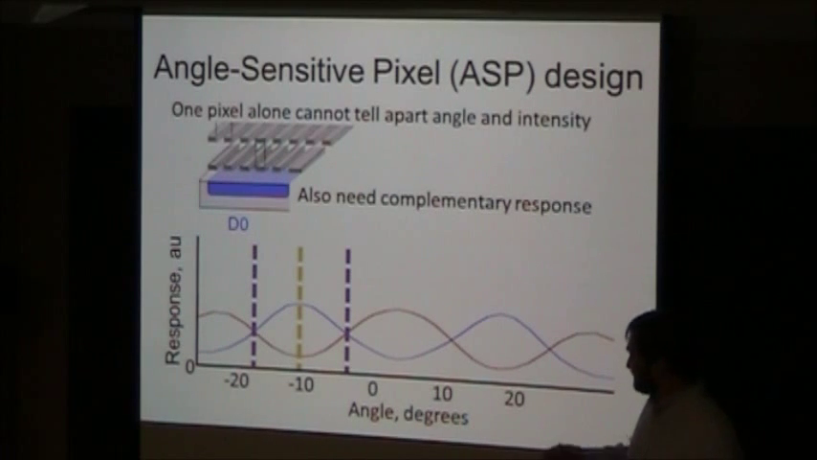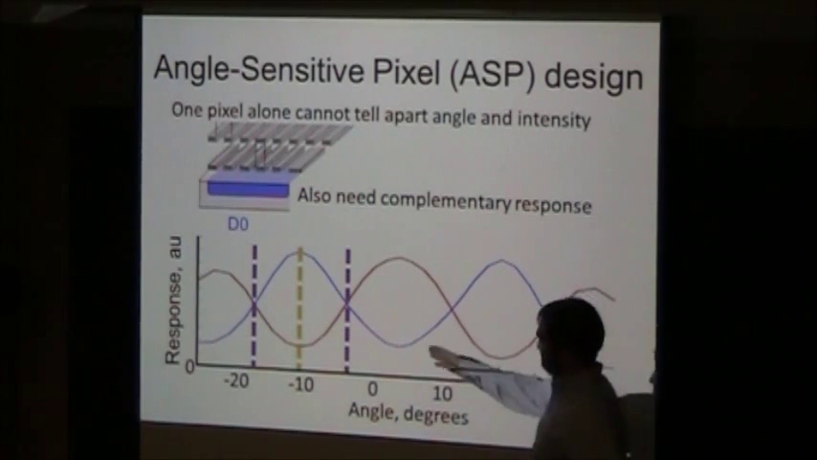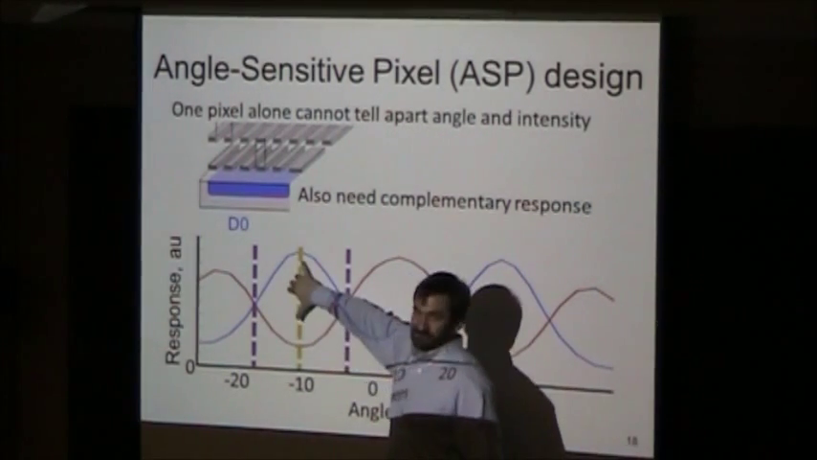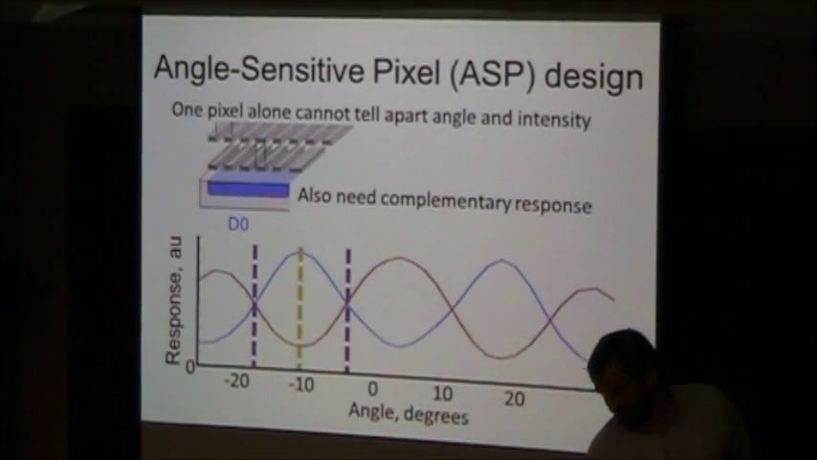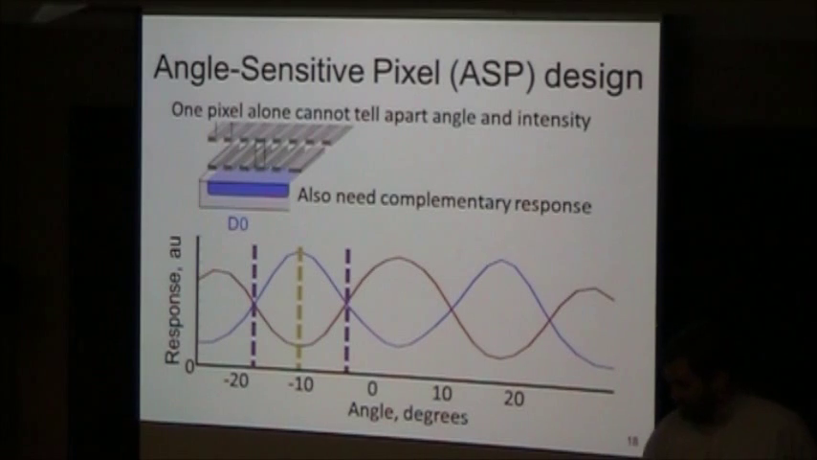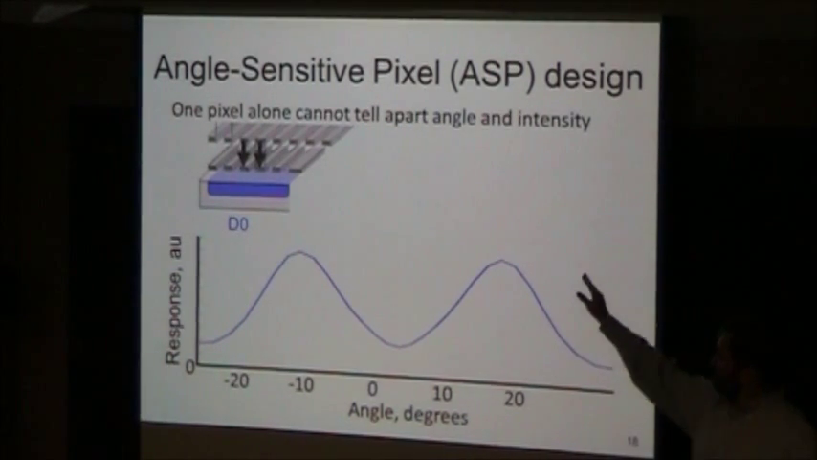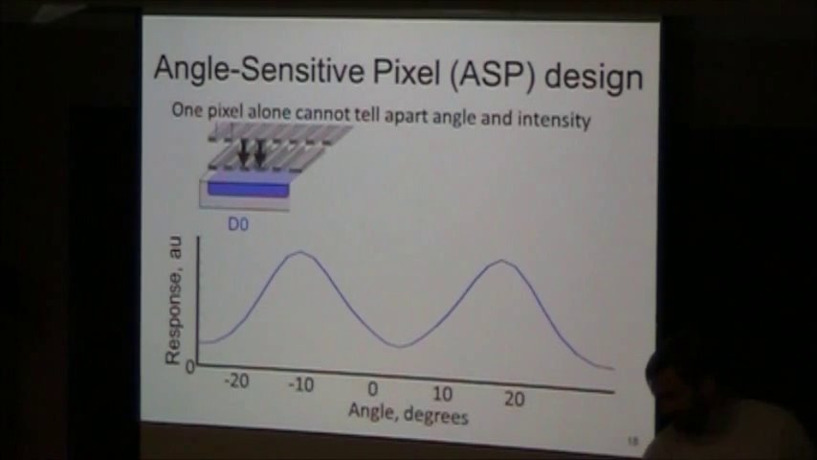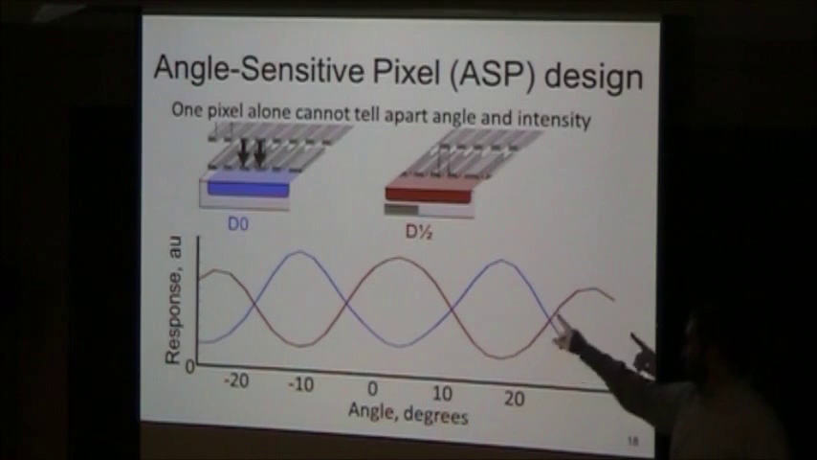However, if I also built a complementary structure that had the antiphase angular response, then I could clearly distinguish these cases. Because now, for example, if these cases are the same, these are very different. And that's actually intensity invariant. The ratio is fixed. So how do I get that complementary structure? Well, setting the phase of this response is the relative alignment of our two gratings. So I build a second pixel next door, with a different shift, and I get a different periodic response.